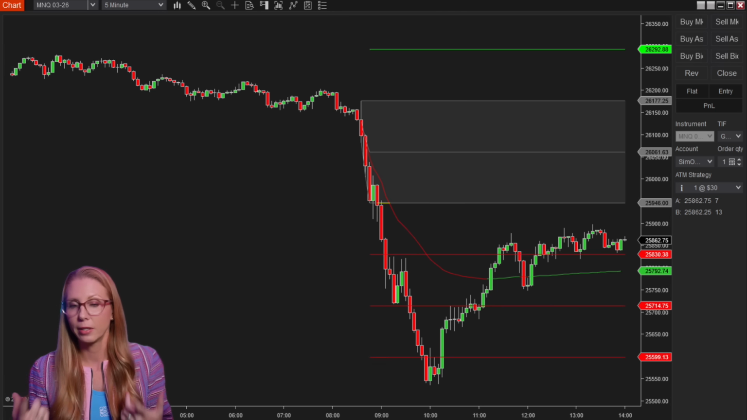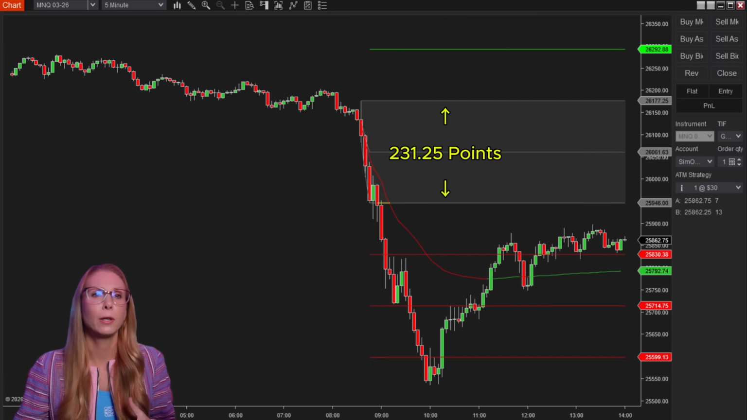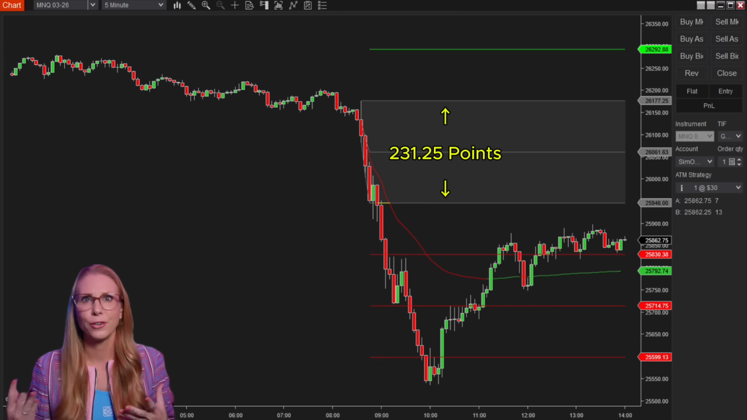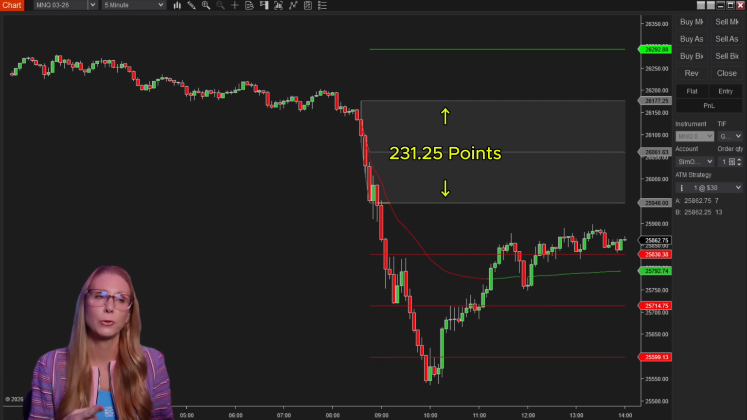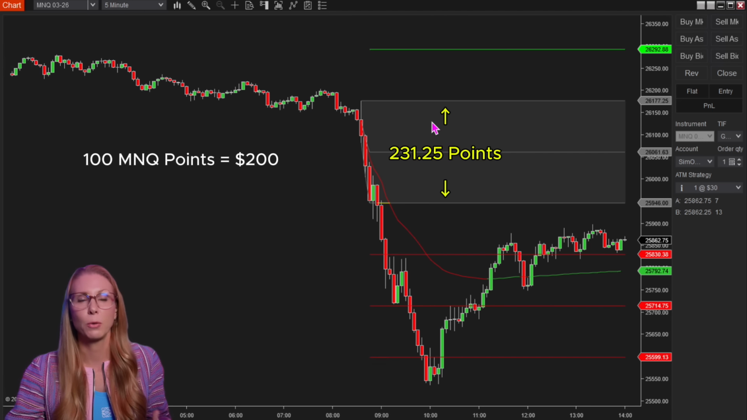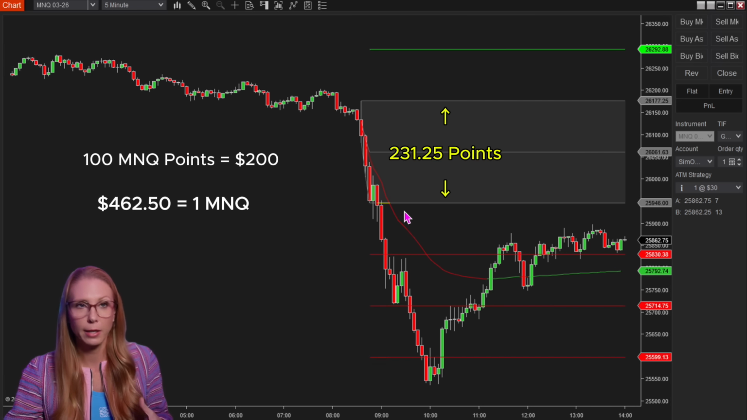Well, look at this one. This is a NASDAQ. It is 231.25 points wide. So how are you going to manage this with a stop that wide? You're not going to use NQ, you're going to use MNQ. And of course, with this wide of a range, that's a really expensive trade. So the stop on this 231-plus point range here is $462, a little bit more than that technically.